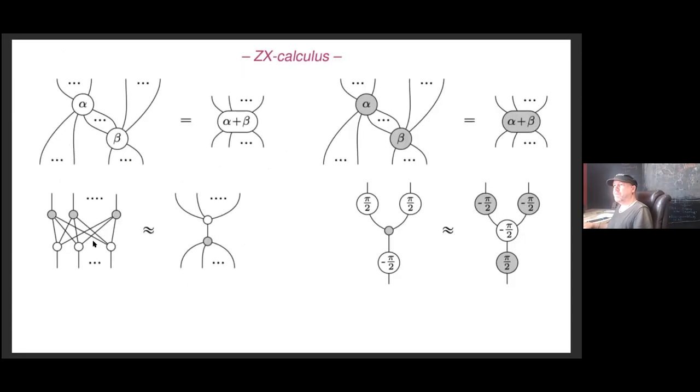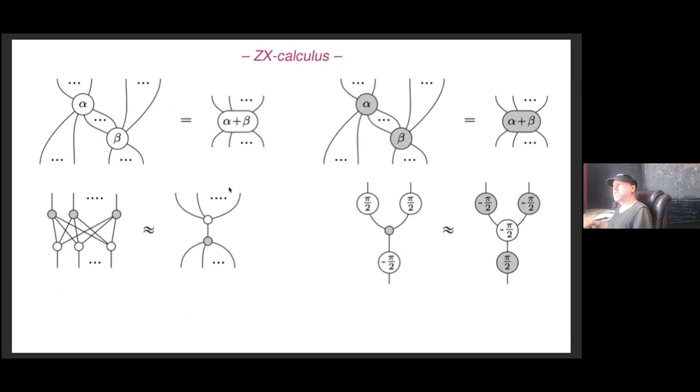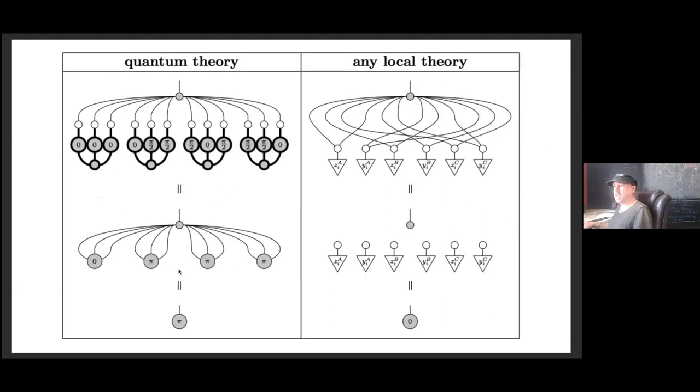Then you basically use this equation. First you fuse these things together, then you use this equation. And this gets you here. And then you fuse again and you get a pi.